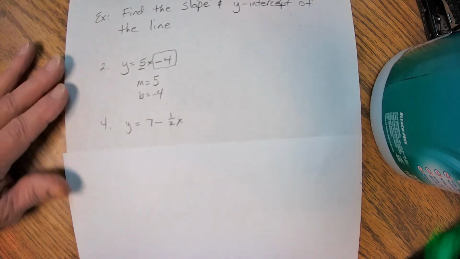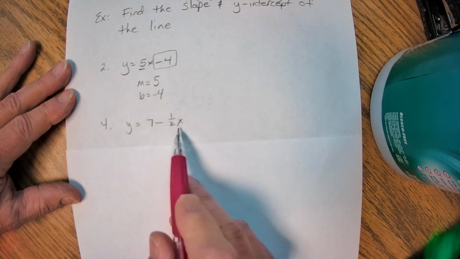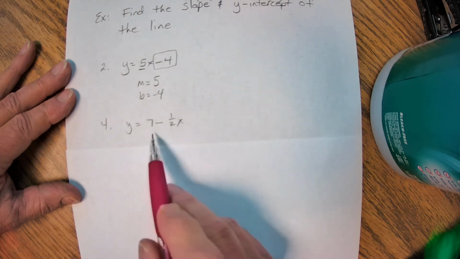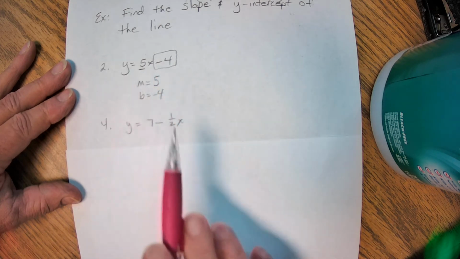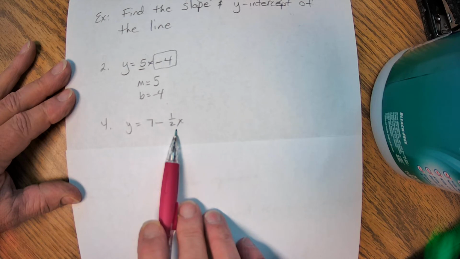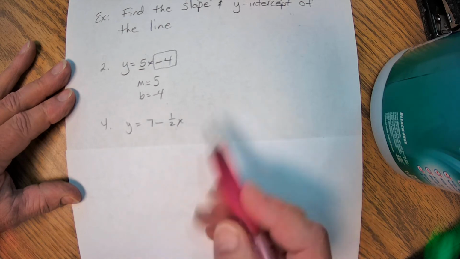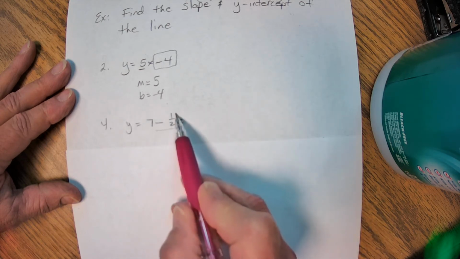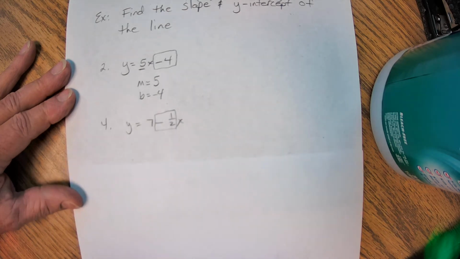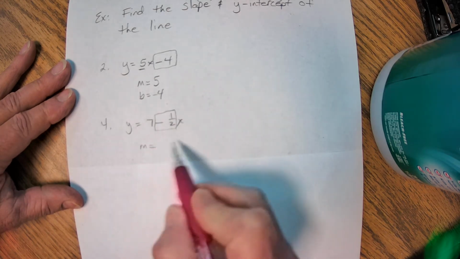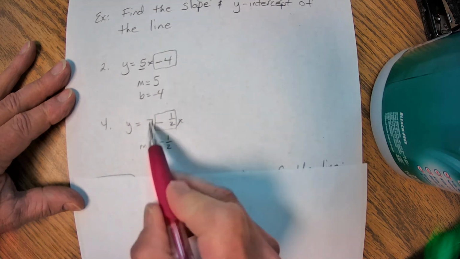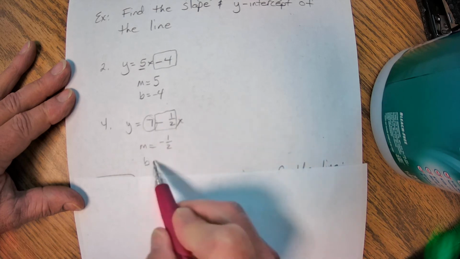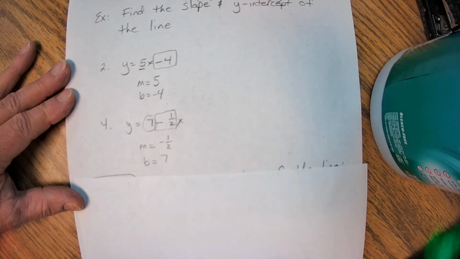And then number 4 is y equals 7 minus 1/2 x. So notice that in this equation, the x term was listed first. In this one, the x term is listed last. But don't let that deceive you, because remember, the coefficient of x is always the slope. So the slope in this case is -1/2. And the constant is the y-intercept, and the constant in this case is 7. And that's all there is to section 6.